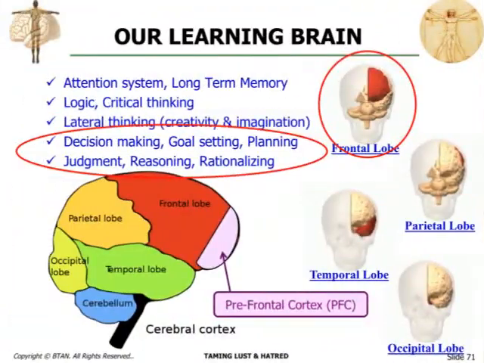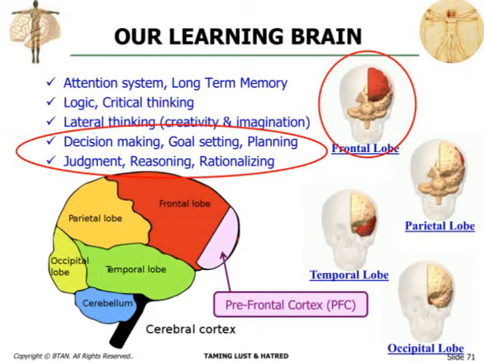So let's take a quick look at the thinking brain. There is this parietal lobe over the top, there is this occipital lobe at the back, and there is this temporal lobe on the side. But finally, the most important one is this frontal lobe in the front here.